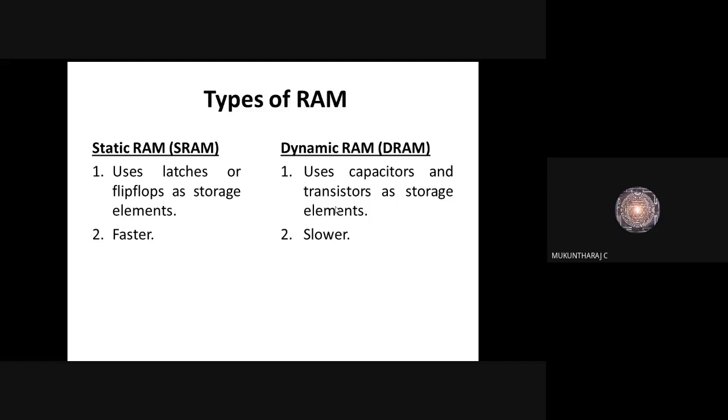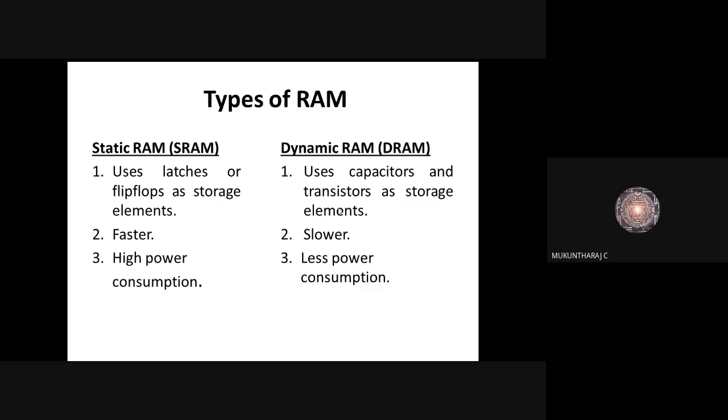Static memory is a faster one because it uses flip-flops or latches. With SRAM constructed from flip-flops and latches, it can perform reading or writing operations faster. But in the case of dynamic memory, it uses capacitors. The capacitors slow down the reading and writing operation a little bit. So the DRAM memory is slower, and SRAM memory is faster.